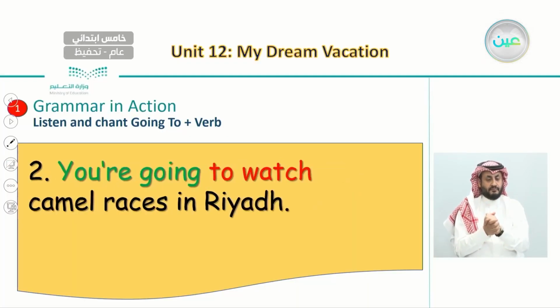Number 2. You are going to watch camel races in Riyadh. So here is the second sentence where we said use you are going to. Also, again, this is going to be used only for planning things. When we want to plan things, we are going to watch camel races in Riyadh.